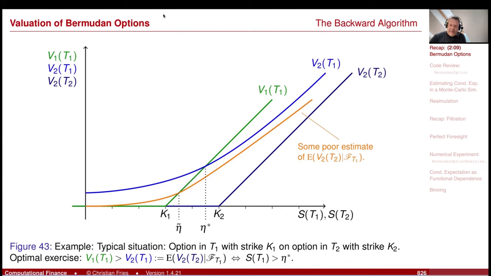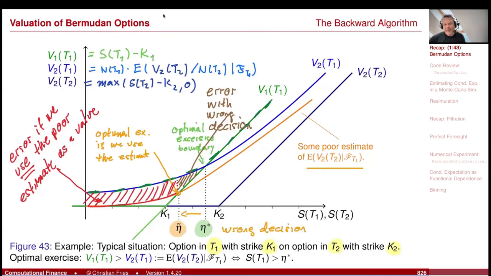However, if the poor estimate is also in your value, it means that you always take the orange value when you should have used the blue value. So the error is not only that you make your decision at the wrong point, the error is also that you use the wrong value. So you have this error here in addition. So that was the figure from our last session. Taking the wrong decision just gives us a small error in this triangle, but taking also the wrong value gives us the complete error of our wrong estimate in our valuation.